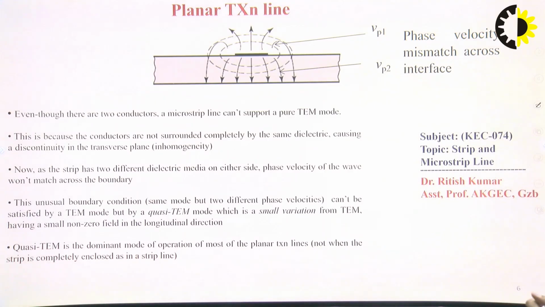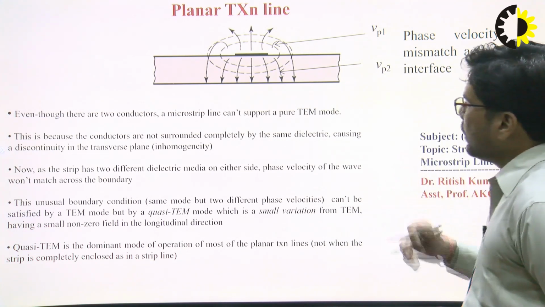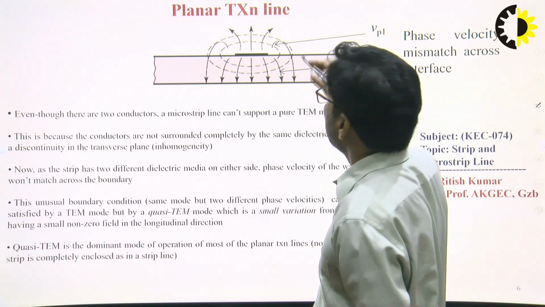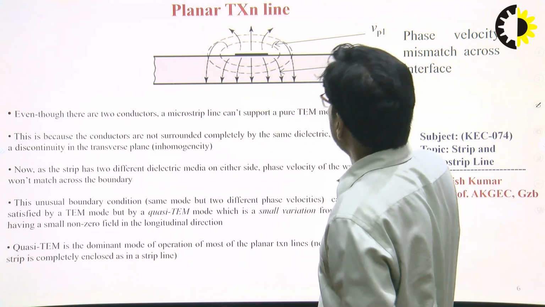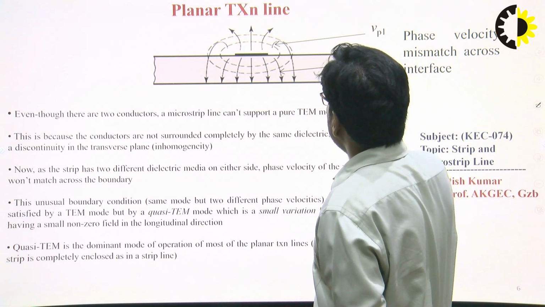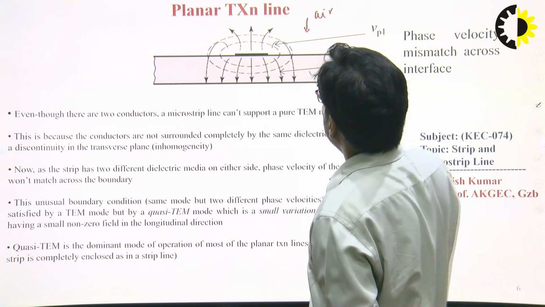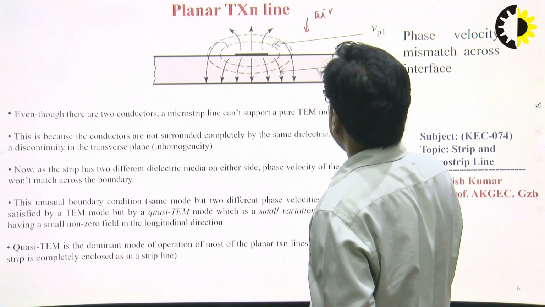Next, in terms of phase velocity, the microstrip line has two media. This is a dielectric media, as I told you earlier, and this is an air media. So this is the dielectric medium.